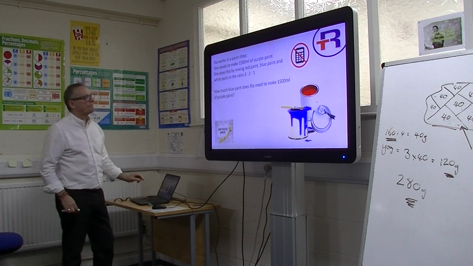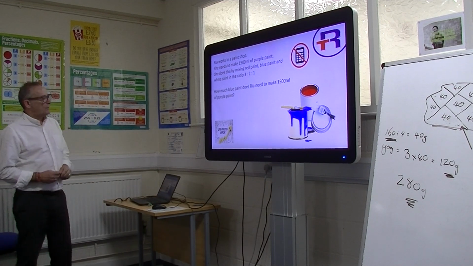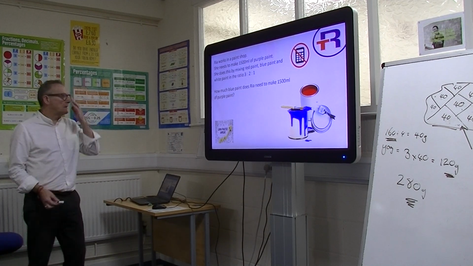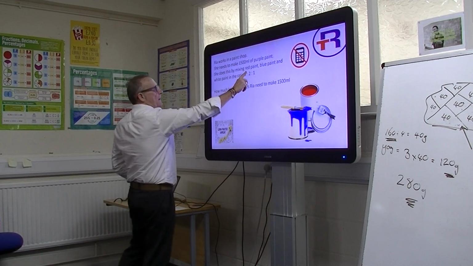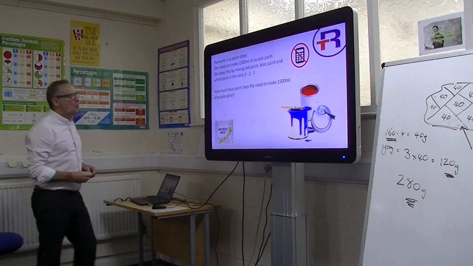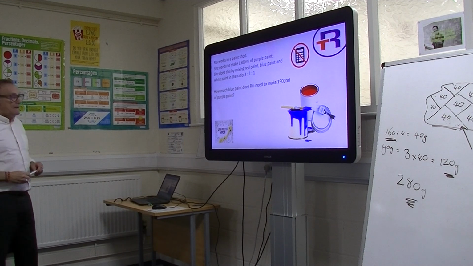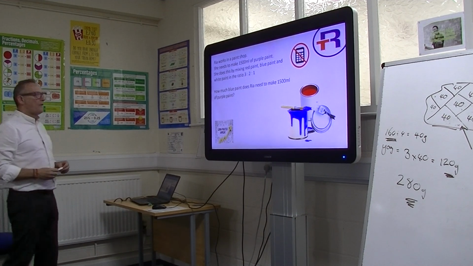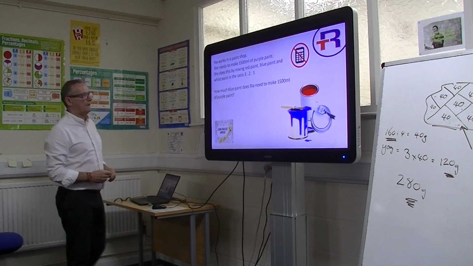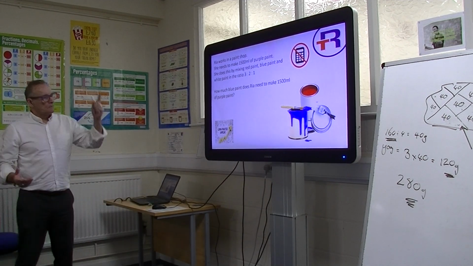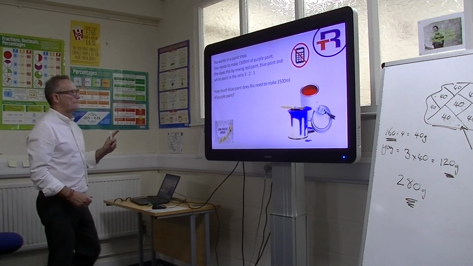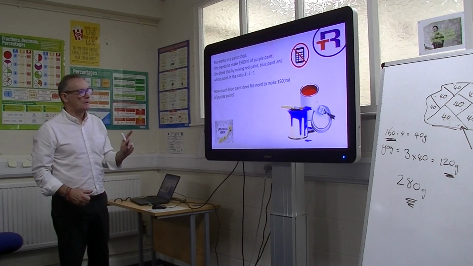Let's try another one. Ria works in a paint shop. She needs to make 1,500 millilitres of purple paint. She does this by mixing red paint, blue paint and white paint in the ratio of 3 to 2 to 1. How much blue paint does Ria need to make 1,500 millilitres of purple paint? Okay. If you need to, draw yourself a little picture.